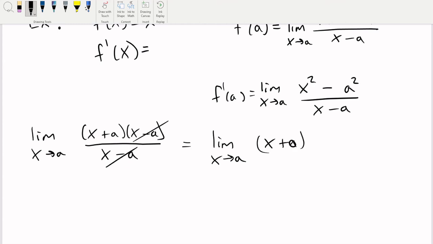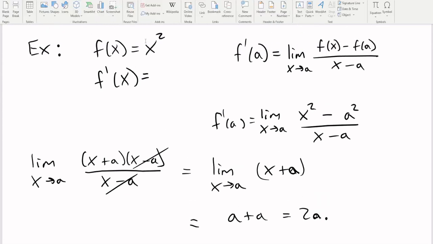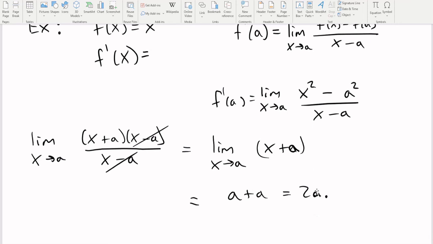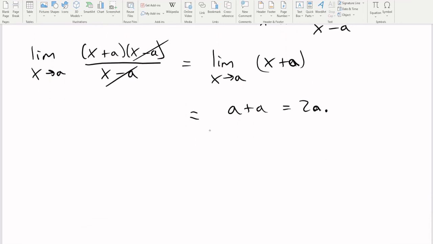Once we've done that algebraic step, what do we always do? We try plugging in, and we get what? Plug a in, a plus a is 2a. So, what is my claim? My claim is, if you give me this function, and you give me any point, any point you want, any x value you want, I'm going to take that x value, find the slope of the tangent line, and it's this. So what do I mean by that? All right, let's recap. This is the formula.